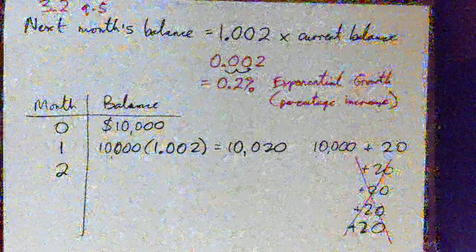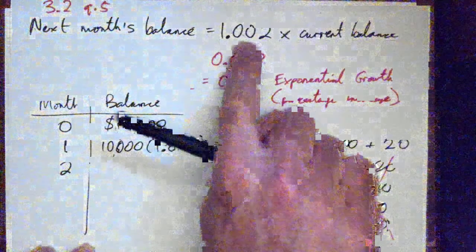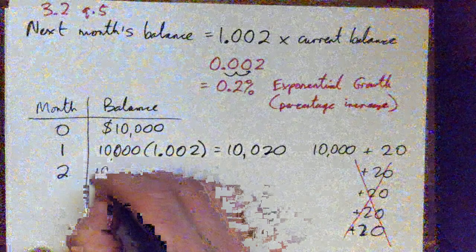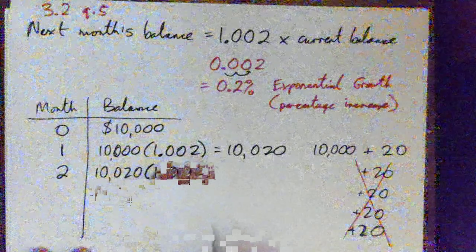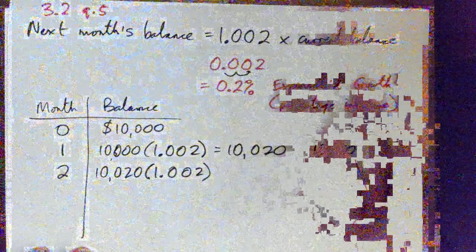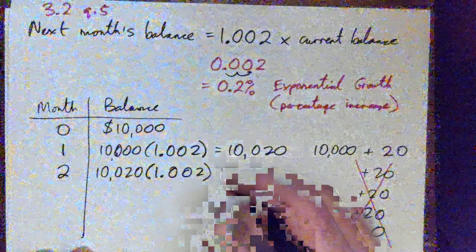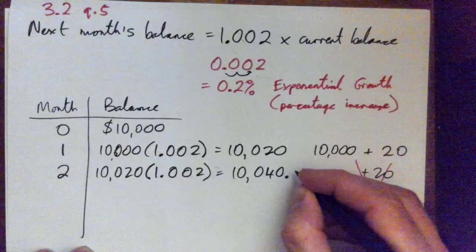$10,040.04. Right, right. So our rule is the next month's balance is this number times the current balance. So we can take what it was before, which is this, and we times it by this. Does that make sense? Because that's what it told us to do, right? In other words, you're getting 0.2% interest every month, right? That's your kind of monthly interest rate, right? And if you stick that in the calculator, you get that, isn't it?